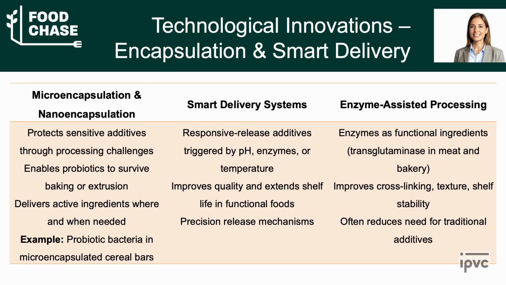Microencapsulation wraps sensitive ingredients in protective coatings, alginate, starch, or lipid matrices that shield them from heat, acidity, and other stresses. Probiotic bacteria, which are alive but fragile, can be protected so they survive industrial processing and reach consumers still viable. Smart delivery systems are the frontier.